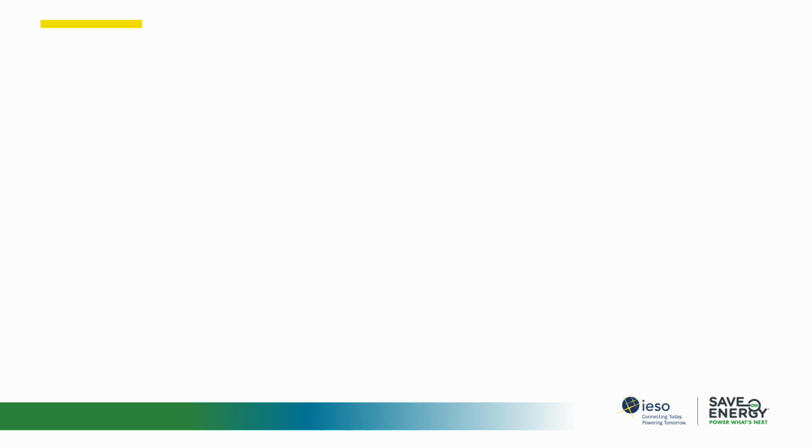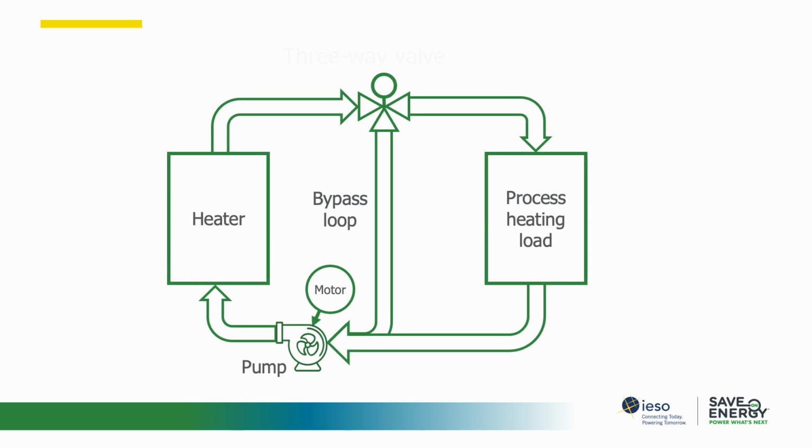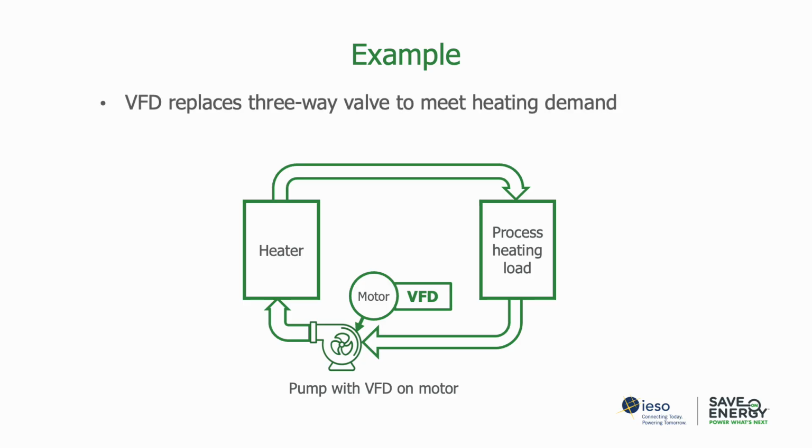Remember that there are three main mechanisms to achieve energy savings: reducing flow, reducing pressure, and increasing efficiency. Let's look at an example of flow reduction. This project involves a thermal heating loop with a dedicated pump controlled by a three-way valve that provides heat to an industrial press. The project will install a VFD to replace the function of the three-way valve, controlling the pump speed to meet the heating demand and eliminating the recirculation of excess fluid.